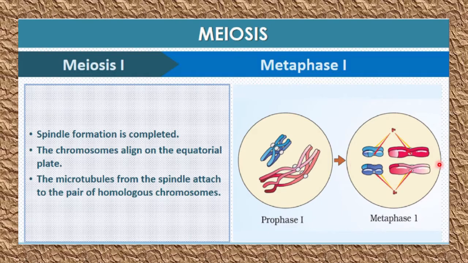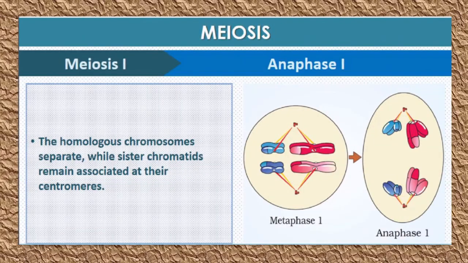After this chromosome arrangement, the microtubules from the spindle attach to the pair of homologous chromosomes. That is the indication of metaphase 1, as all the chromosomes are arranged on the metaphase plate. This is the completion of metaphase 1, and it initiates the next stage, anaphase 1. After metaphase 1, the next phase is anaphase 1, and this is a very unique phase.